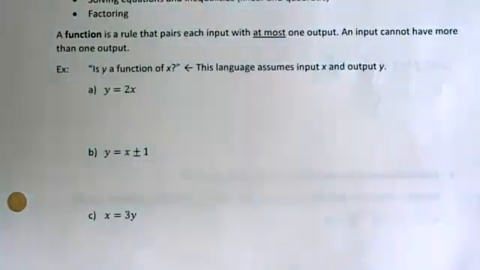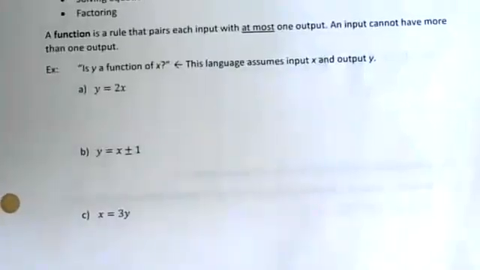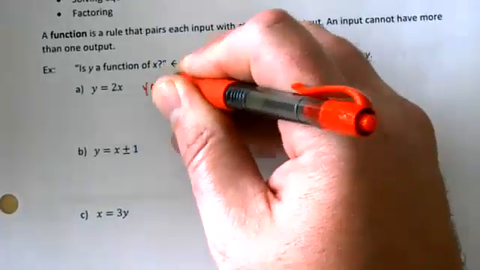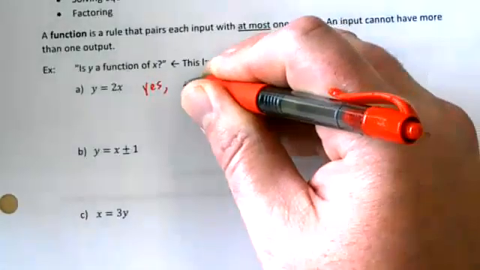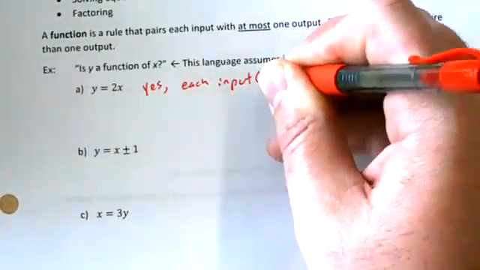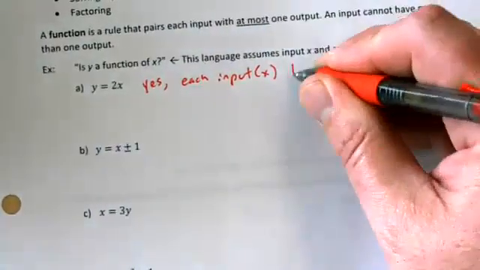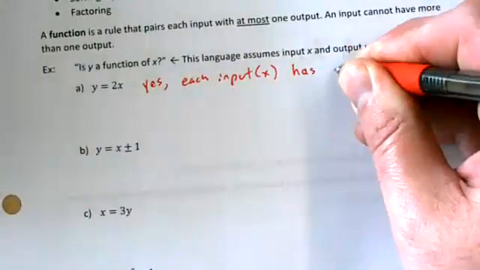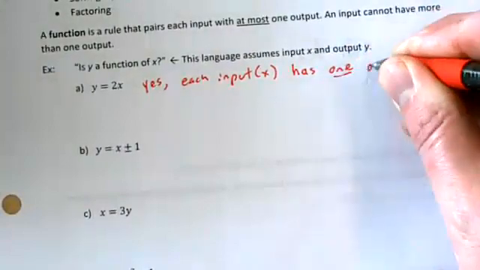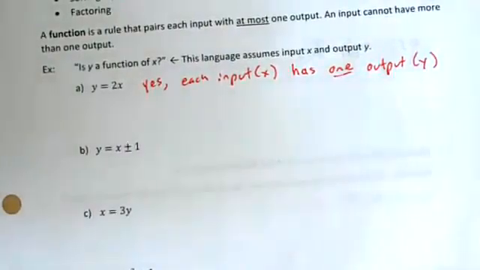So is this first one a function? If you were to look at y equals 2x, is that a function? I would say yes, it is. And the reason is that each input, when we say input, we're typically talking about x values, each input has how many outputs? It has one output. We're typically talking about y's.